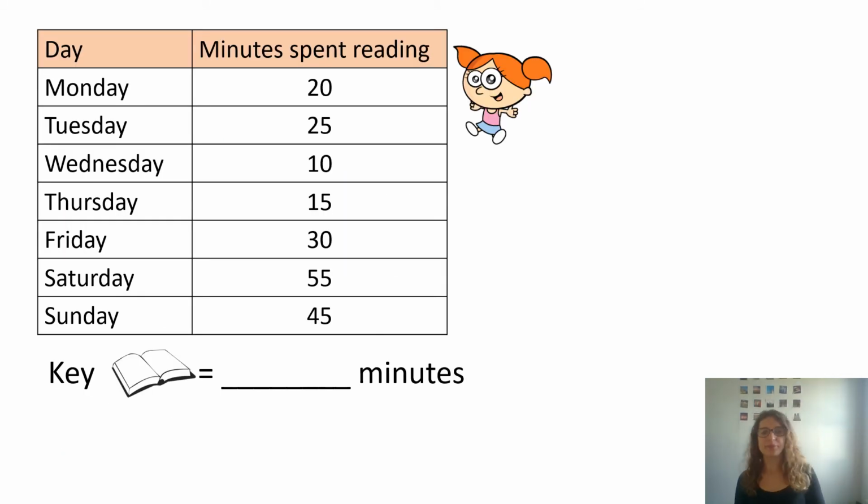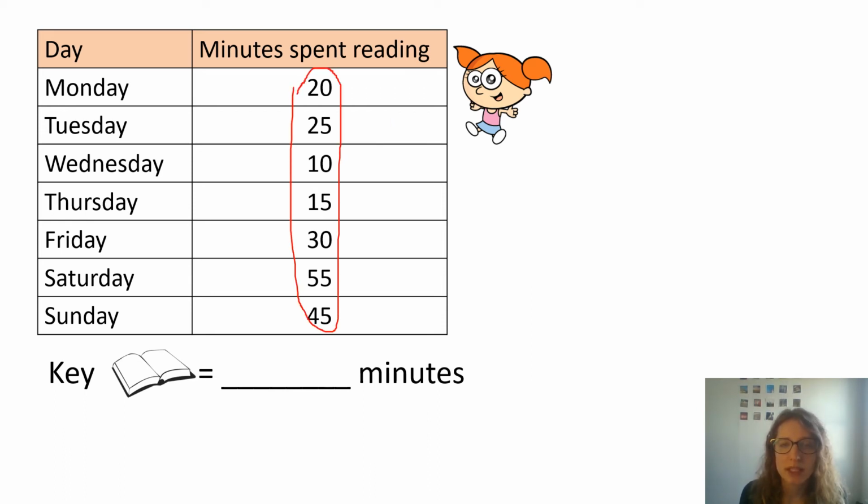Okay, so here we have a chart showing us our totals. So we've got the day down here, day of the week, Monday, Tuesday, Wednesday, Thursday, Friday, Saturday and Sunday, and the minutes spent reading. What do you think each picture of a book should be worth? Is it going to be worth 1 minute, 2 minutes, 3, 4, 5, whatever you want? What do you think would be the best one to use looking at the minutes spent? So have a look at these. Which unit would be best to use?